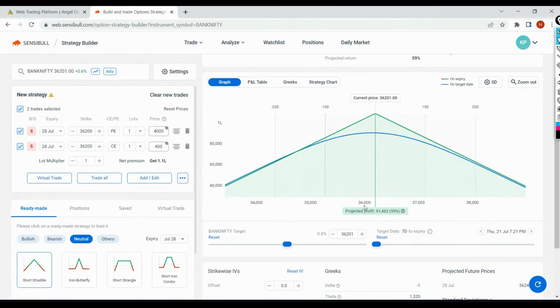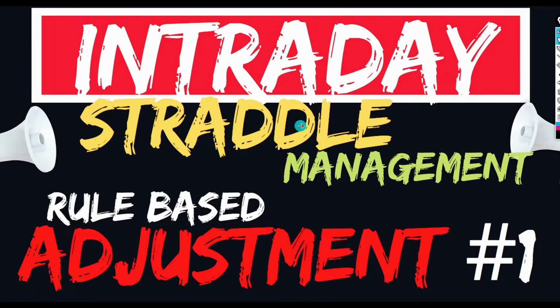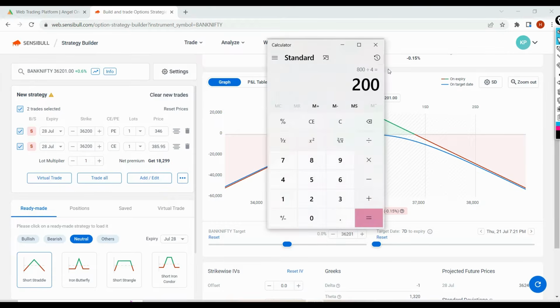One second. I think this will not work, friends, because the profit is showing more here. So let me take it back to the normal short straddle, with the same premium. Let me unzip. Now what you have to do is take the calculator.